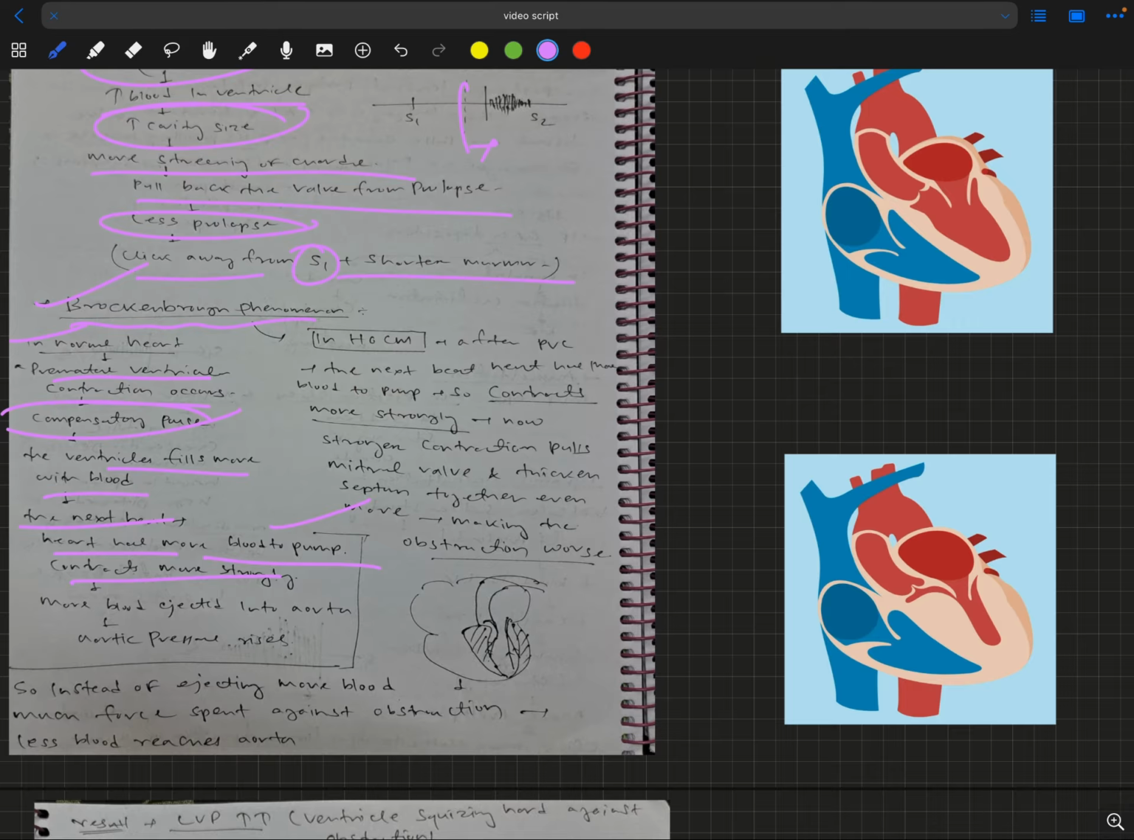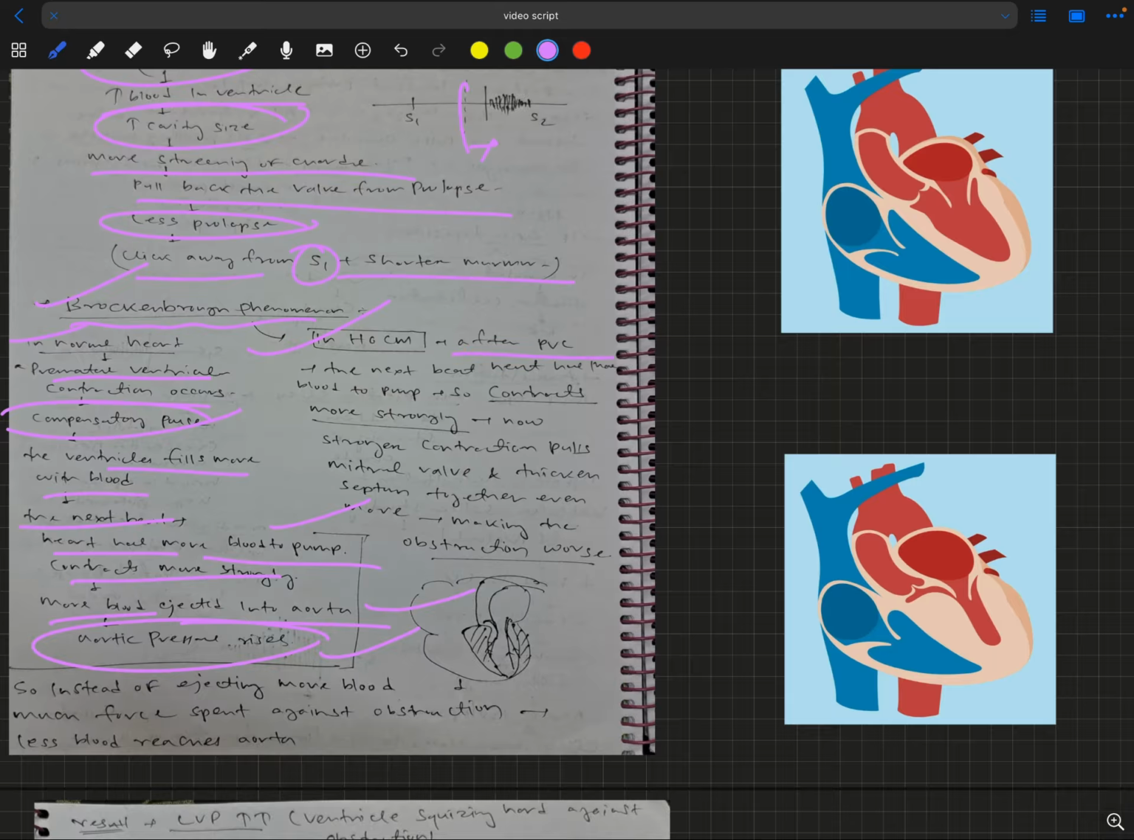That will cause stretching of the myocardium, which causes stronger contraction of the ventricle, leading to more blood ejection into the aorta, and the aortic pressure will rise. So after a premature ventricular contraction, aortic pressure or systolic blood pressure rises. But in the case of HOCM, this phenomenon is not seen. This is called the Brockenbrough phenomenon.